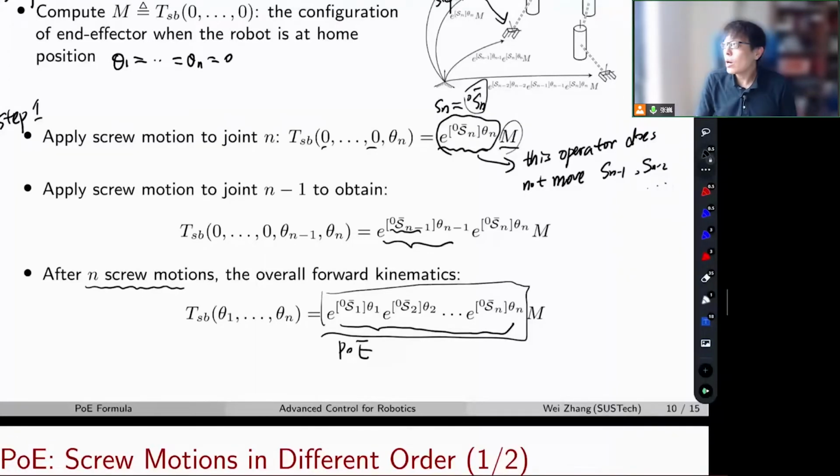Now the question, at least I'm not sure for you, but for me is that, maybe I ask Fujun, do you think we can apply screw motion not backward, just from the first joint?